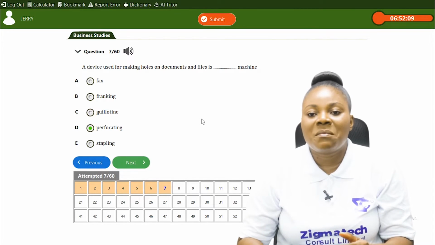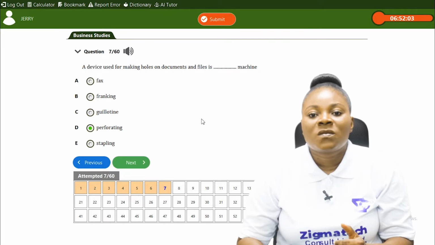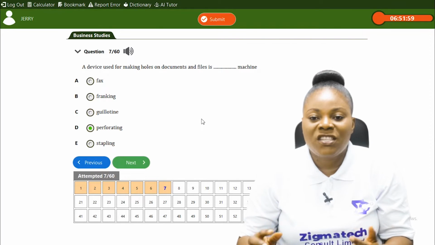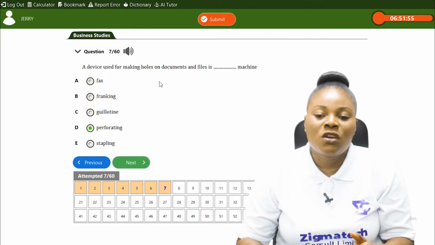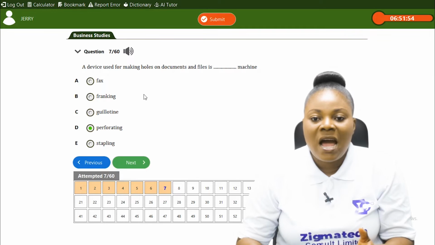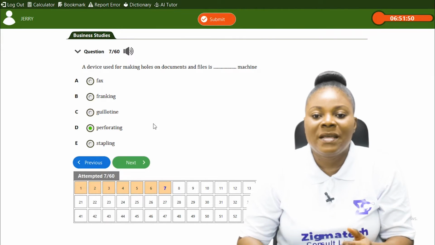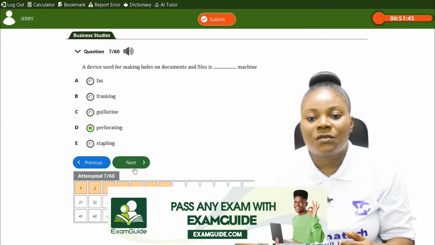A perforator is that machine that is used to create two holes on a file or on a document. It's a machine that has two sharp edges that can be used to create two holes on a document for easy filing and for you to be able to join the papers together without stapling them together. That's the work of the perforating machine.